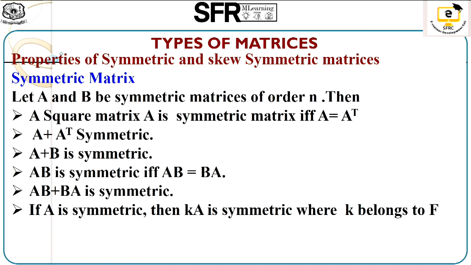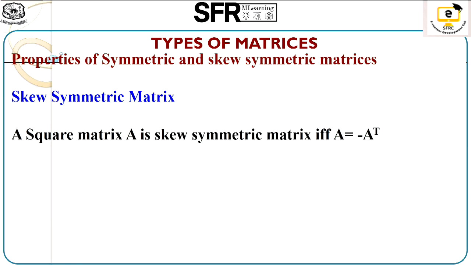Next property, A plus A transpose is again a symmetric matrix. A plus B is also a symmetric matrix, that is, the sum of symmetric matrices is symmetric. For the product, if AB is symmetric, then AB equals BA. The third one is AB plus BA is a symmetric matrix. The last one is if A is symmetric and K is any scalar, then K into A is also a symmetric matrix. These are the properties of symmetric matrices.